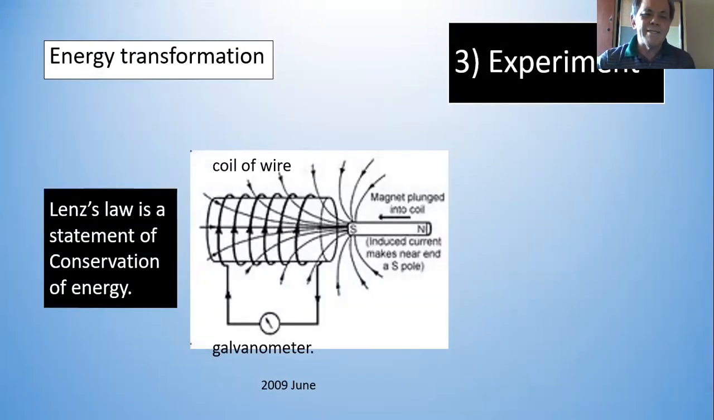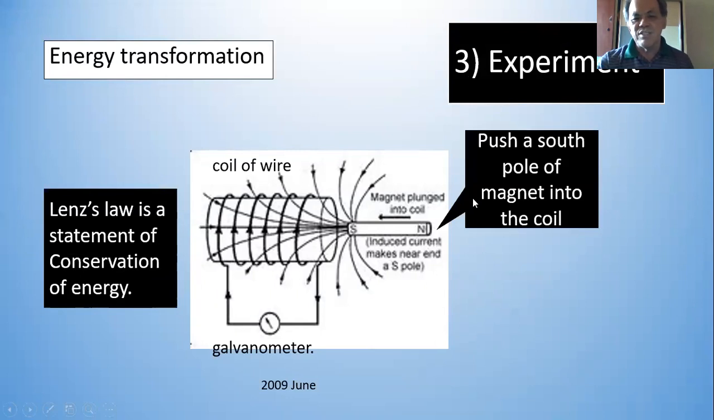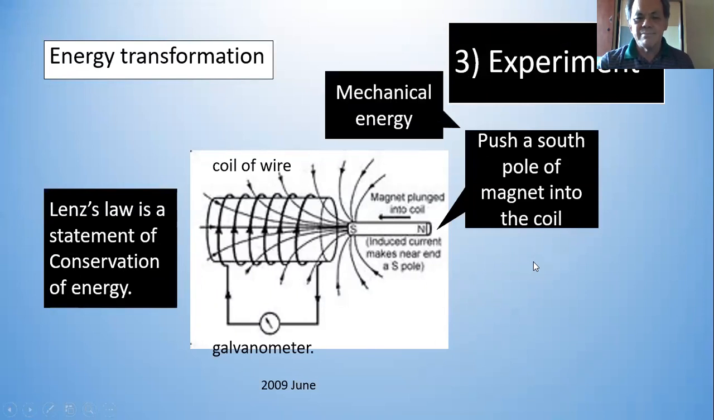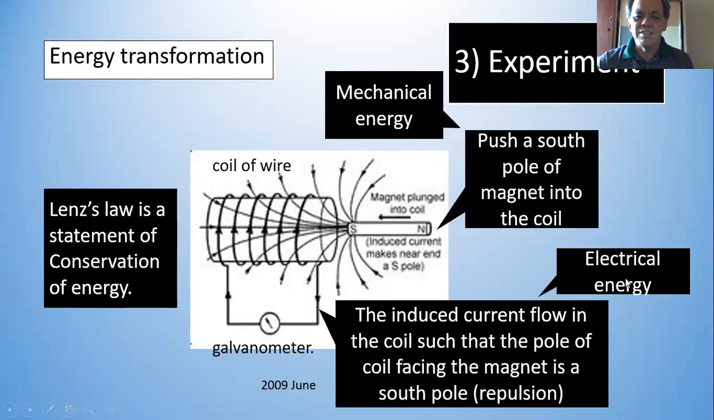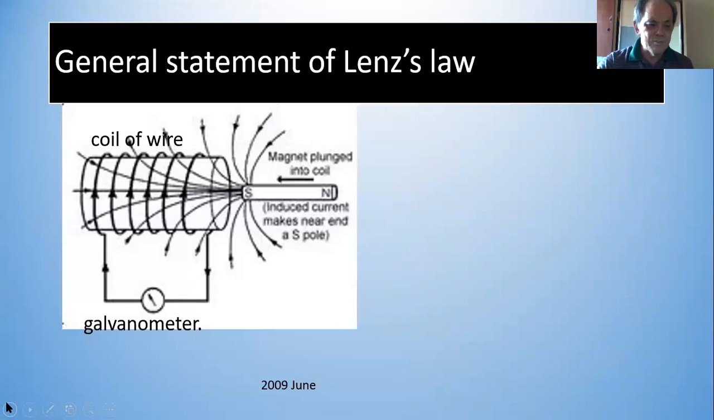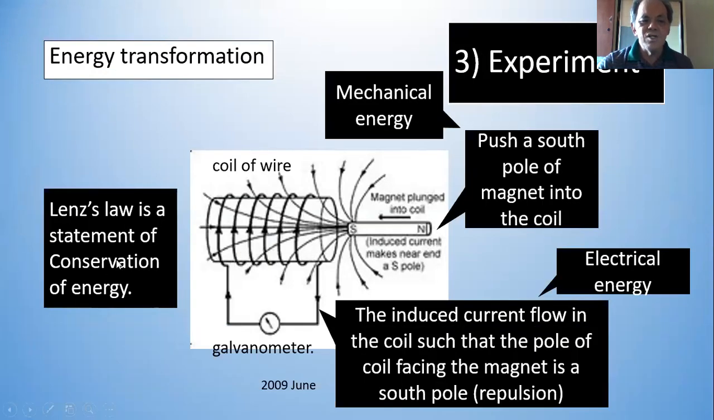Basically, Lenz's law is a statement of conservation of energy. Energy transformation: we push the south pole of the magnet in. That's mechanical energy, we do work, or kinetic energy. Then we have induced current, flowing in such a direction that this becomes a south pole. Repulsion. So that is your electrical energy. So mechanical energy changes to electrical energy. That's the reason why we say Lenz's law is a statement of conservation of energy. If the magnet doesn't move, there's no current flowing.